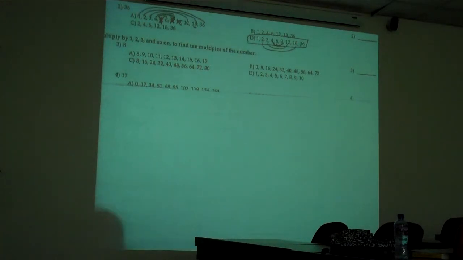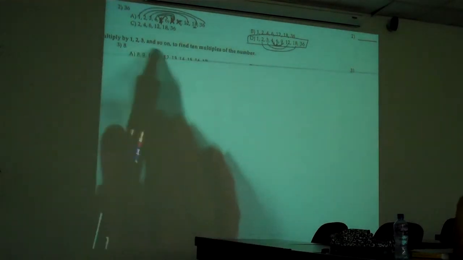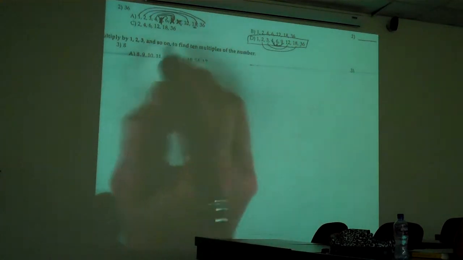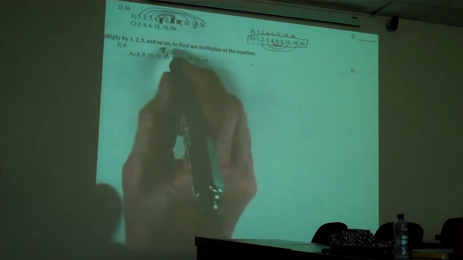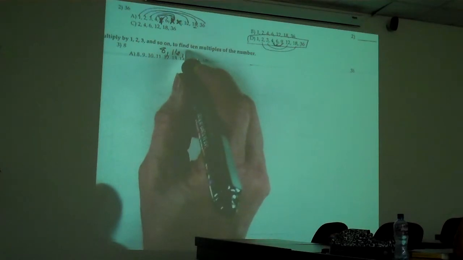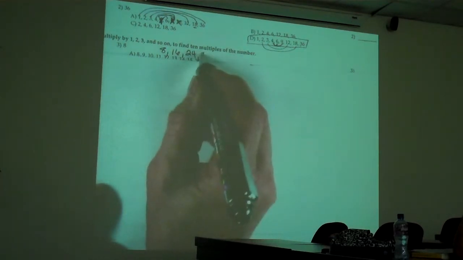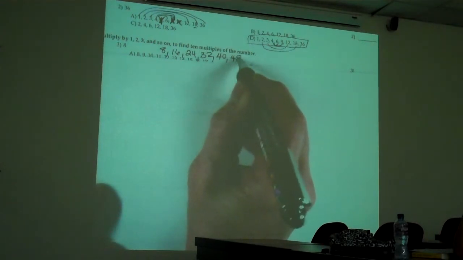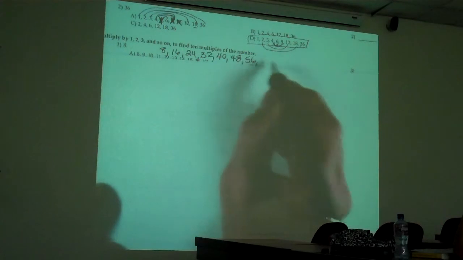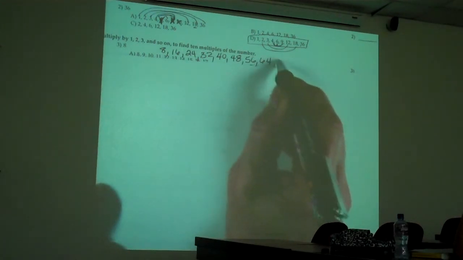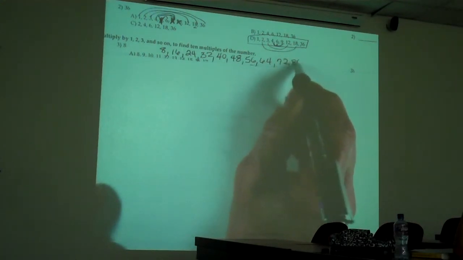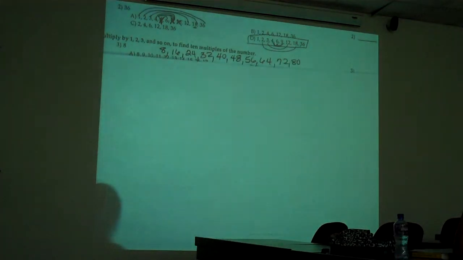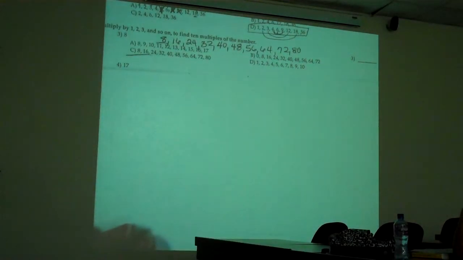Okay, 8. Multiply by 1, 2, 3, and so on to find the 10 multiples. 10 multiples of 8 are 8, 16, 24, 32, 40, 48, 56, 64, 72, and 80. Okay? So whichever answer, which must be C on this one. Make sure you list all 10 of them.